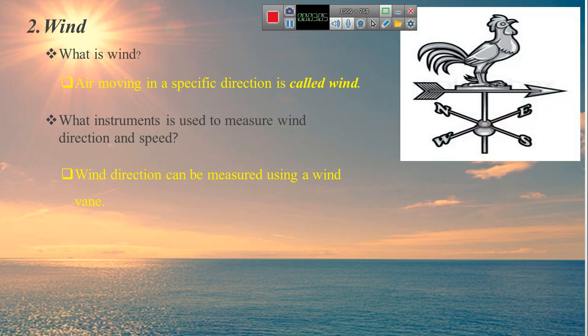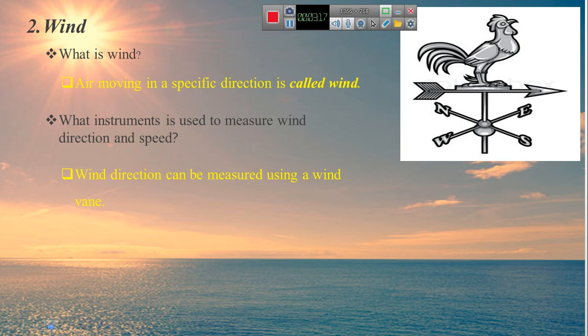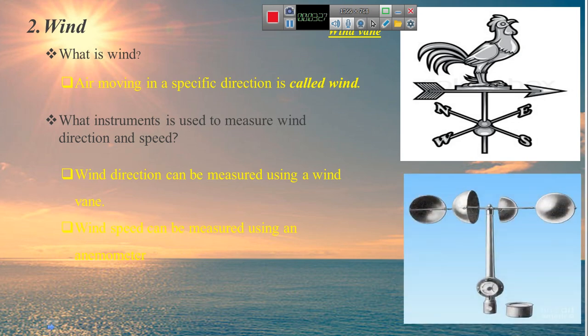Okay, so this is a wind vane that is used to measure wind direction. Wind speed can be measured using an anemometer. Okay, so this is an anemometer that is used to measure wind speed.